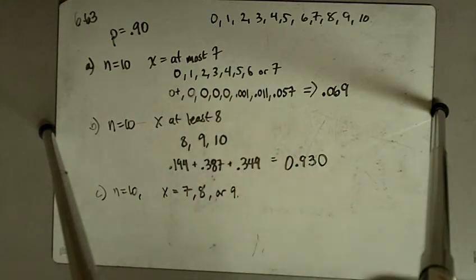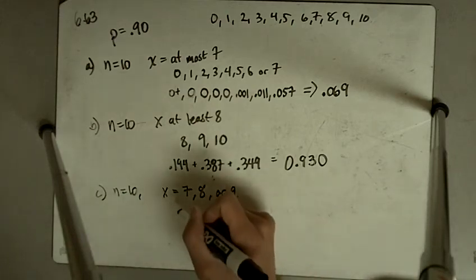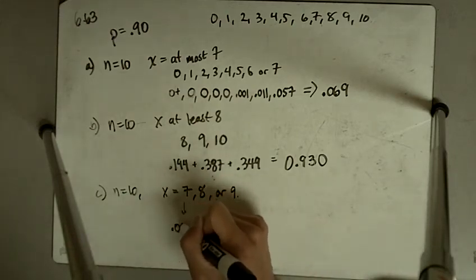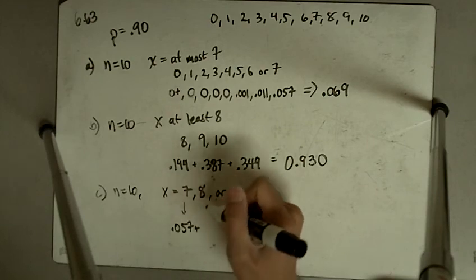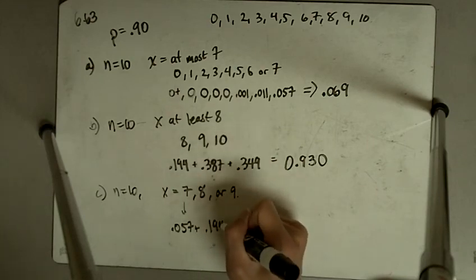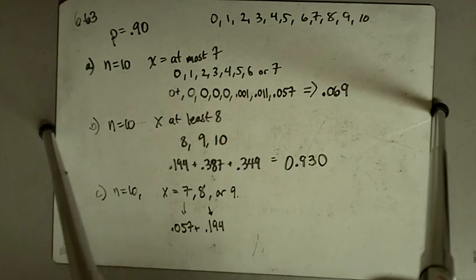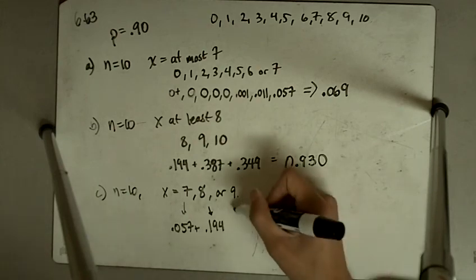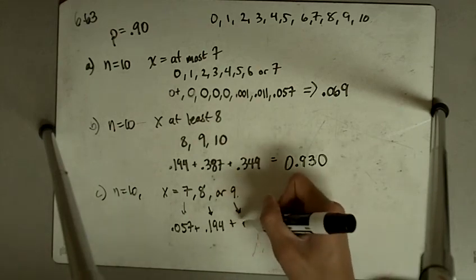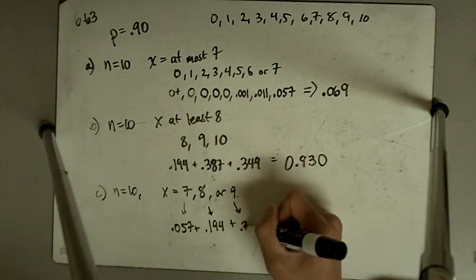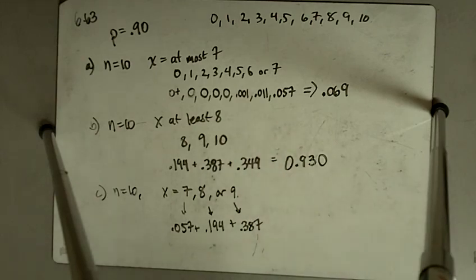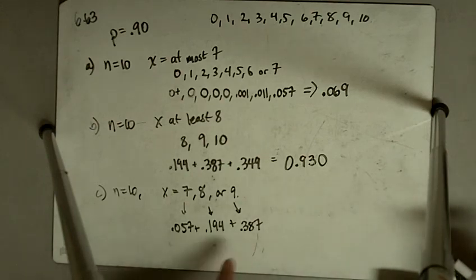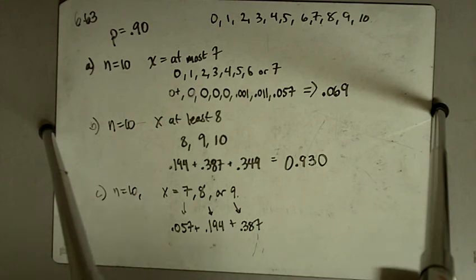So using the table, the probability of getting exactly 7 people finding a job is 0.057. The probability that exactly 8 people find a job is 0.194 using the table. And the probability that exactly 9 people find a job is 0.387. So we're asking what's the probability of getting 7 or 8 or 9. So we're just adding them up together, okay?